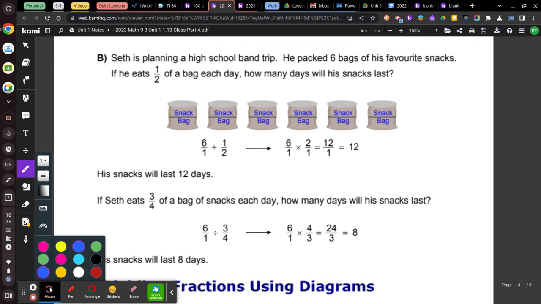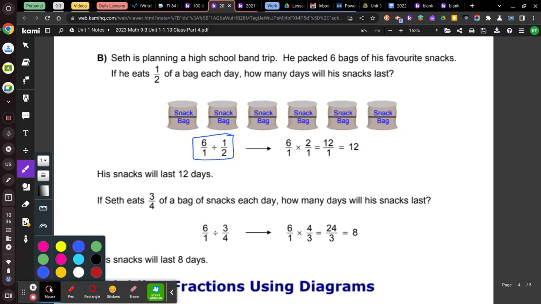It says, Seth is planning a high school band trip. He packed 6 bags of his favorite snacks. If he eats half of every bag each day, how long are his snacks going to last? Well, let's take a look. He's got 6 bags of snacks. He is going to take 6 and divide it by a half. So that's what they're showing.